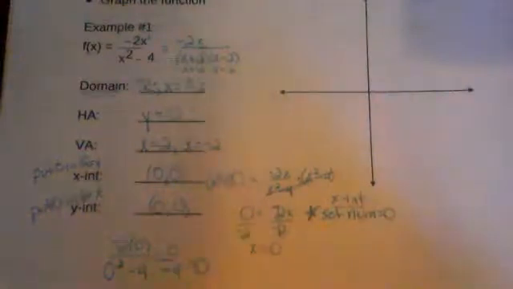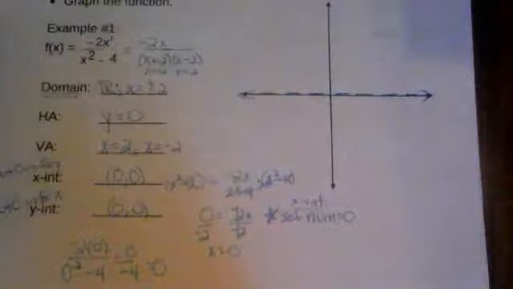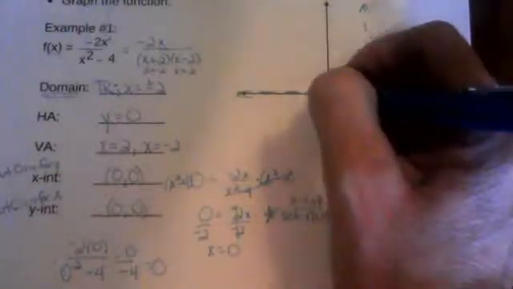So now we're going to try to put some of this information over here on our graph. So our horizontal asymptote is y equals 0. That is our x-axis, where y equals 0. So we get our x-axis is our horizontal, and then our vertical, we have two of them at positive 2 and another at negative 2.